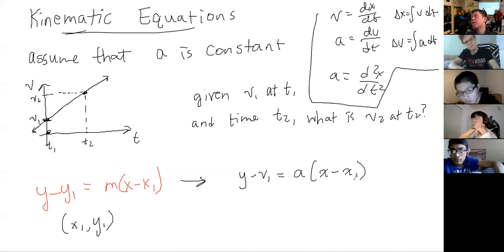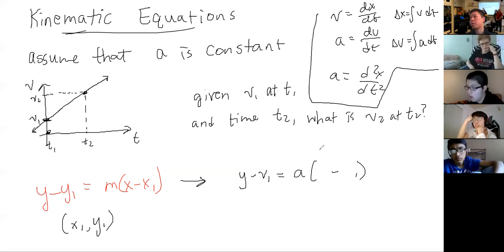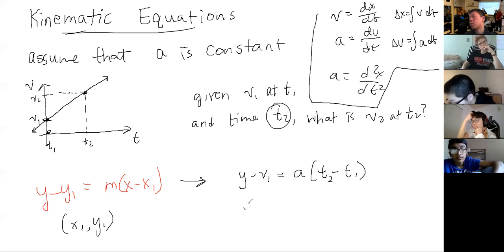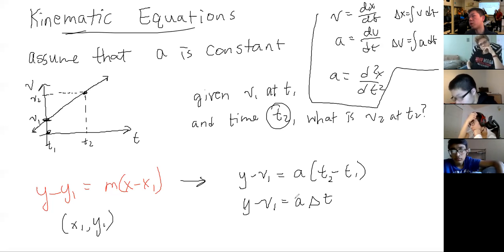And now we know what our x's are, right? The x's are actually t's because that's what we have on our axis. So it's going to be t minus t1. We're also given a time t2, so this is just t2 minus t1. Now let's expand that. So y minus v1 equals a times t2 minus t1, and we'll call t2 minus t1 delta t as well, because that is our change in time, so a delta t. Then let's add v1 on both sides.